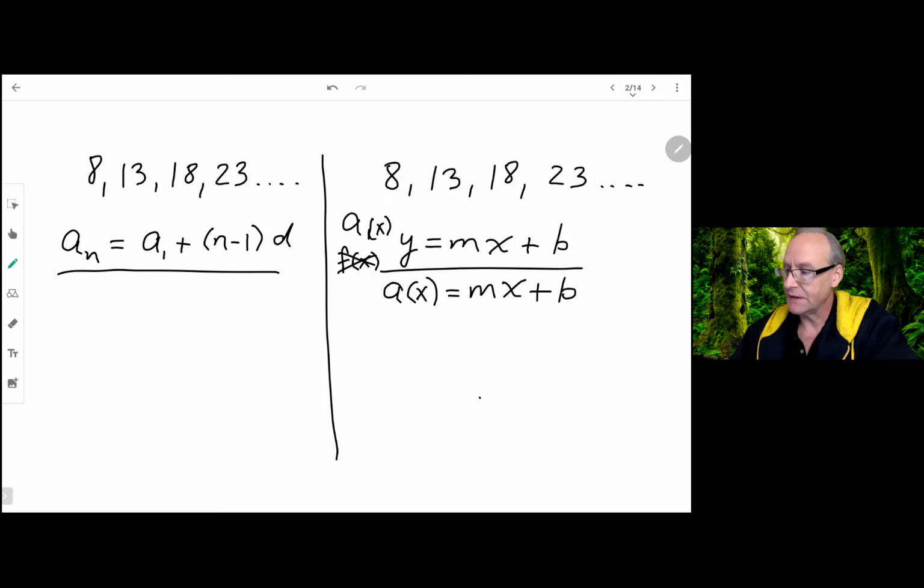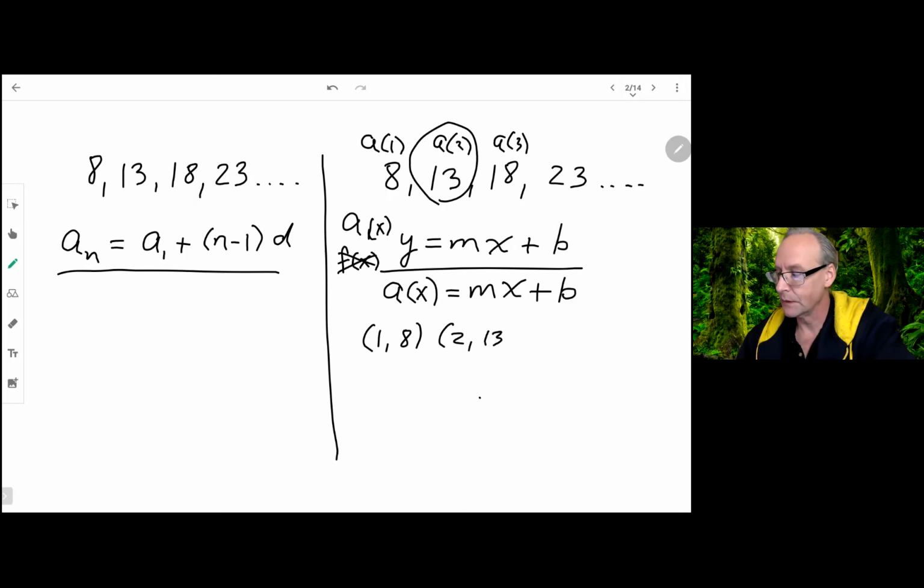Well, this is a of 1, isn't it? And this is a of 2. And this is a of 3. And for those of you who know function notation, this is just the point 1, 8. And this is just the point 2, 13. And 3, 18. And 4, 23. Well, wait a minute. This looks familiar. I can take 2 points and find a slope, can't I? And what is the slope between those 2 points?